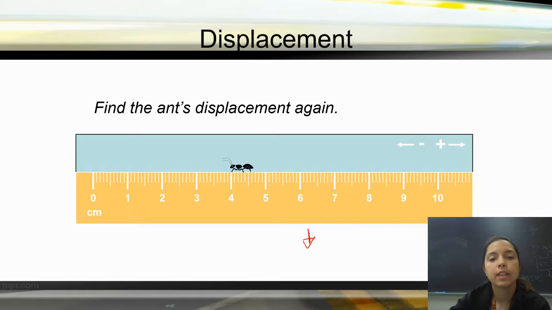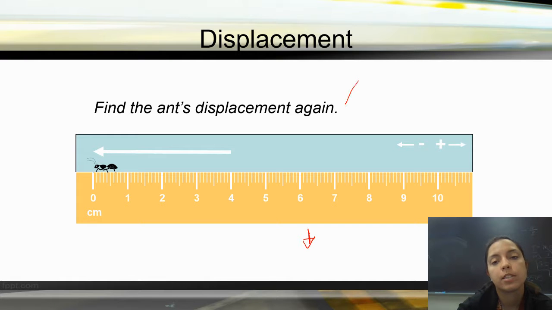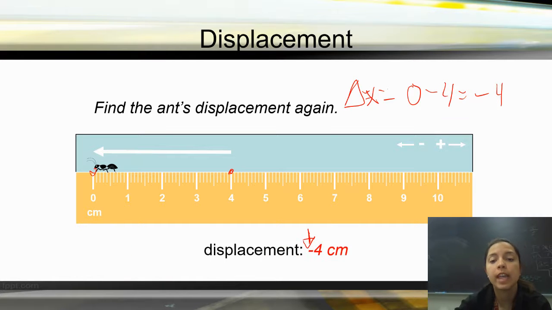So now you're going to find the ant's displacement again. Starting at 4, and it's moving to the left. So my starting point was 4, and my end point was 0. So 0 minus 4 is going to give me negative 4. And I can say that is true because the ant went to the left side, and the left side would be negative.